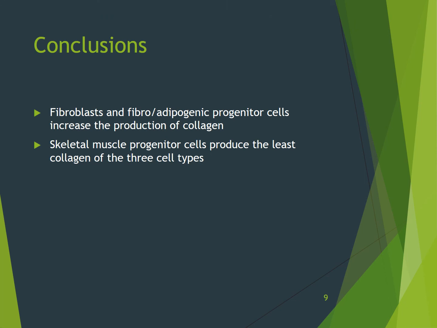So from all this information, they gathered two things. First, that fibroblasts, fibroadipogenic progenitor cells, and skeletal muscle progenitor cells were the cell types that produced collagen, which contributed to the formation of the scarring and the fibrotic damage. They also determined that skeletal muscle progenitor cells produce the least amount of collagen of the three cell types.